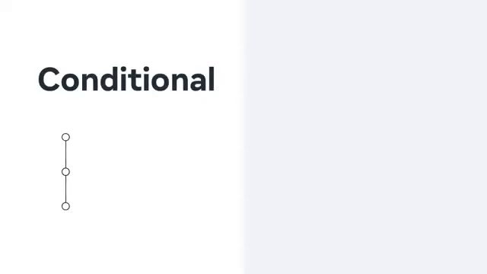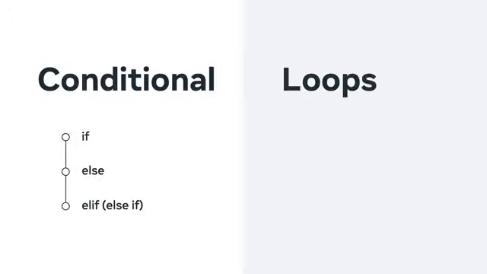In Python, there are two types of control flows. First, you can use conditional statements such as if, else, and elif, or else if. And second, you can use loops such as the for loop and the while loop. Let's explore these a little further now.